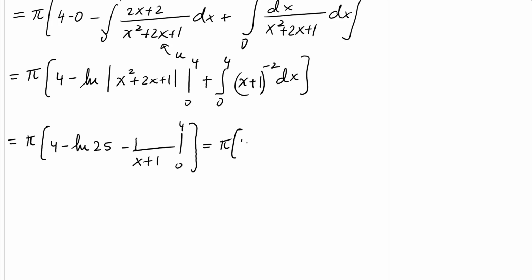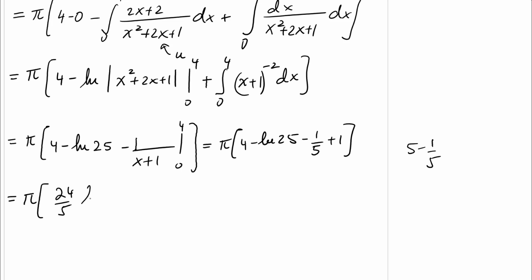So we get pi times 4 minus ln of 25 minus 1 over 5 plus 1. A little bit of algebra, so 4 plus 1, 5. So pi times 5 minus 1/5, which is 24 over 5, minus ln of 25, and we solve the problem.